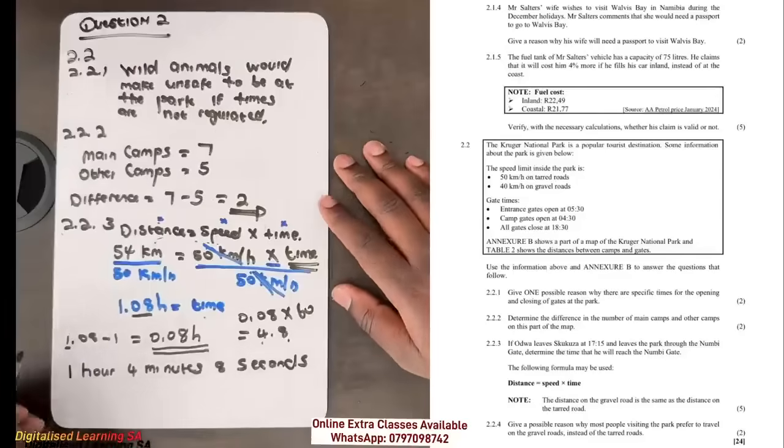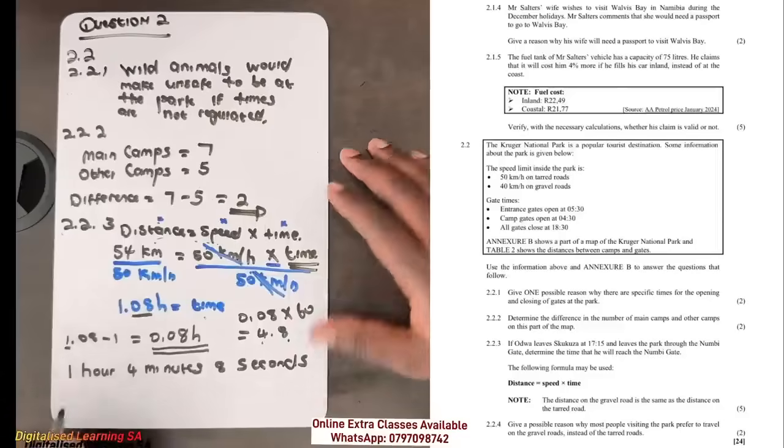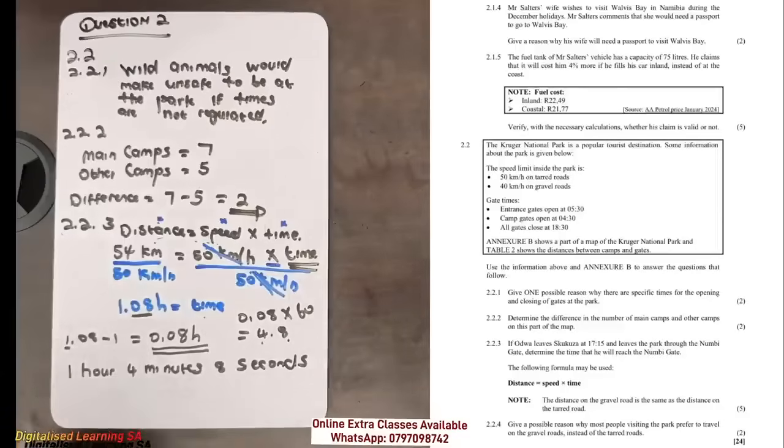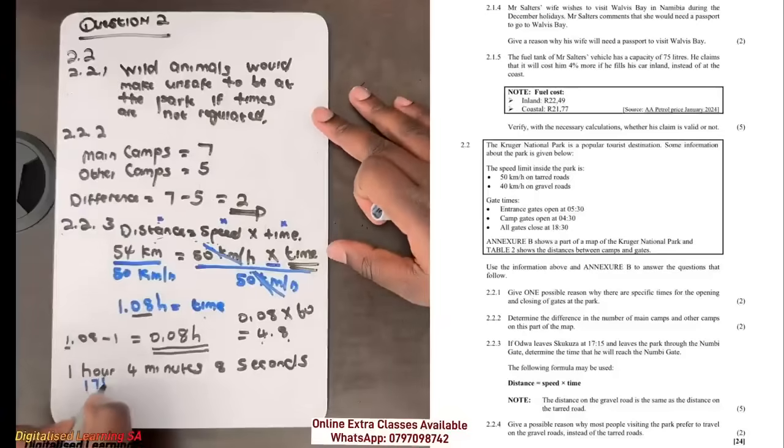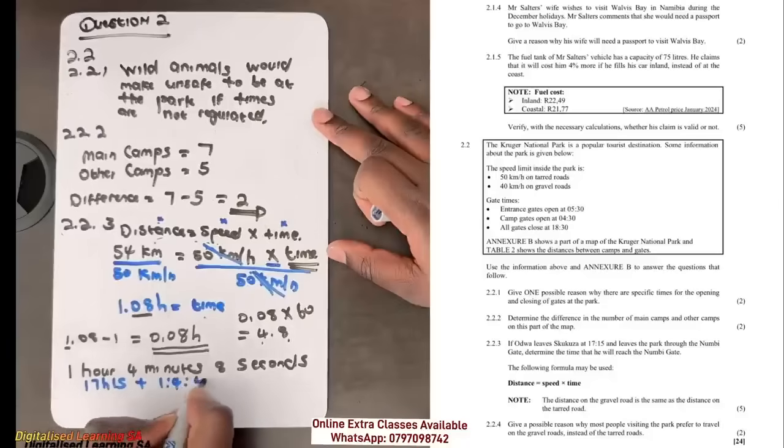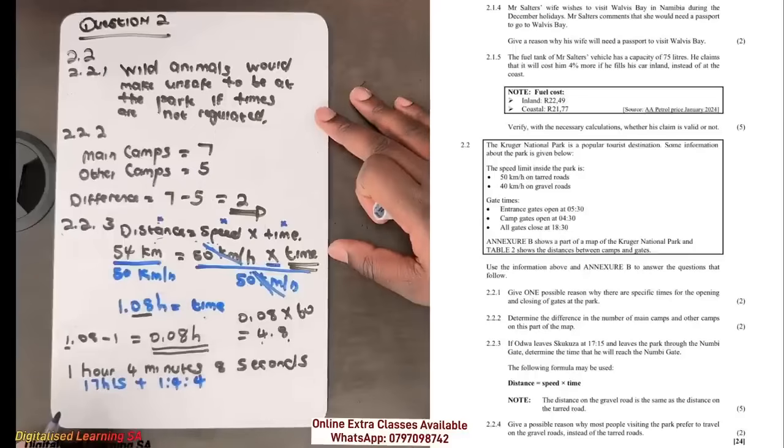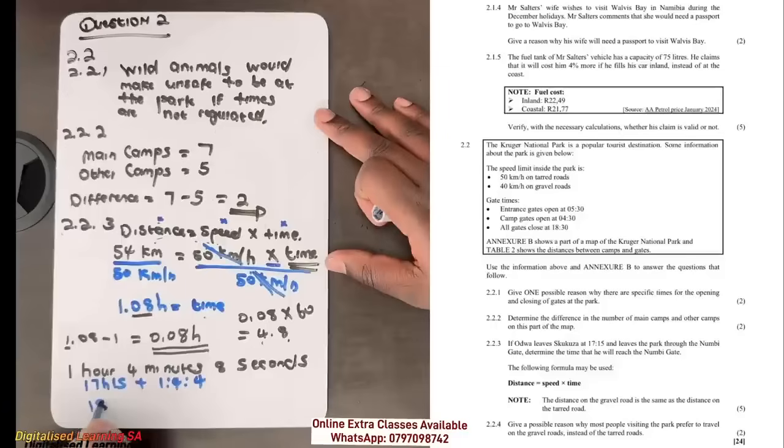So if we add that to 5:15, so if now we come and say 17:15, 5:15, and we add 1 hour, 4 minutes and 8 seconds, it means that she has arrived at 19 past 6.